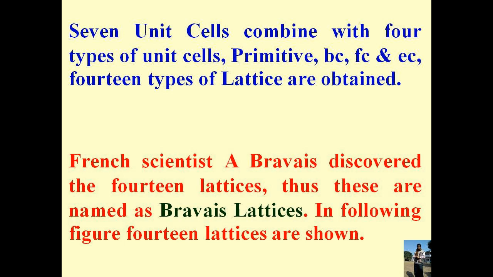7 unit cells combined with 4 types of unit cells: primitive, BC, FC, and EC, give 14 types of lattices. The French scientist A. Bravais discovered the 14 lattices. Thus, these are named Bravais lattices. In the following figure, 14 lattices are shown.